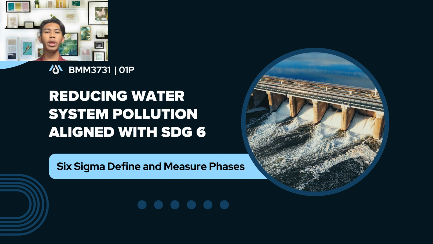We are from BMM 3731, Section 01P from Group 10, and we are honored to present our project entitled Reducing Water System Pollution Aligned with SDG 6, focusing specifically on the define and measure phases of the Six Sigma methodology. Our presentation aims to highlight how systematic problem-solving tools like Six Sigma can be applied to address real-world environmental challenges, particularly water pollution, which is a major concern globally and locally.